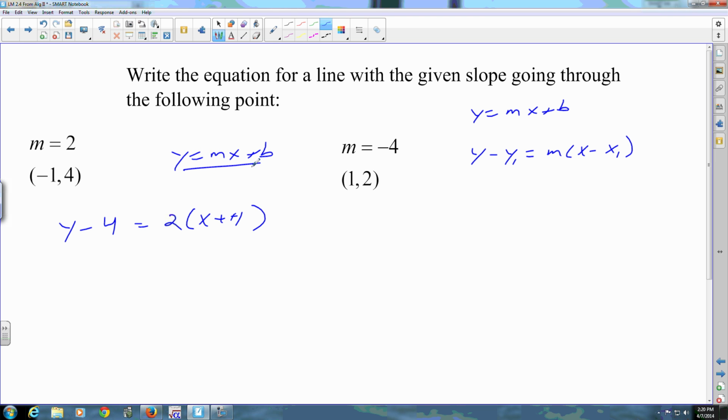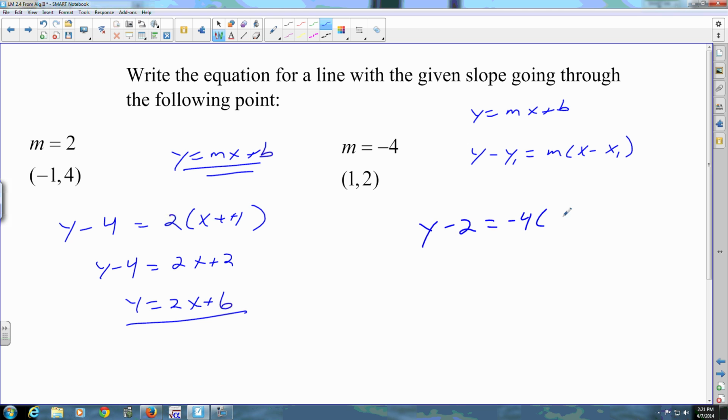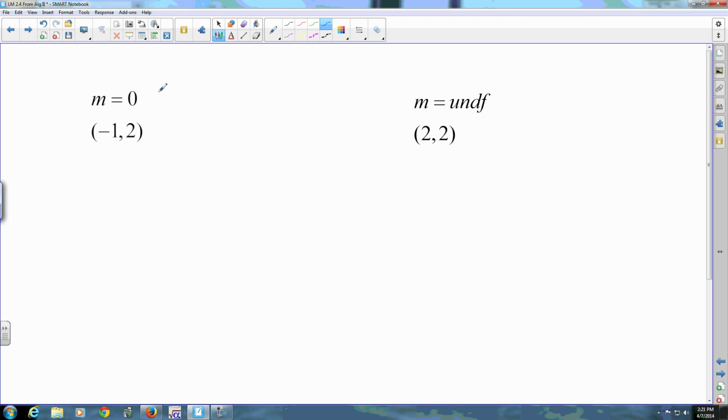Yeah, you can write it in slope-intercept form if you want. Distribute the 2 in. Add the 4 over. There you go. Now it's in slope-intercept form. But why do you have to go through all this work? This is perfectly acceptable and fine. So y minus 2 is equal to negative 4, x minus 1. Done. Next problem. Bam.